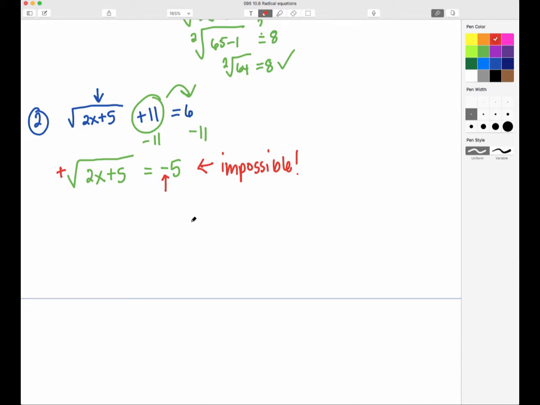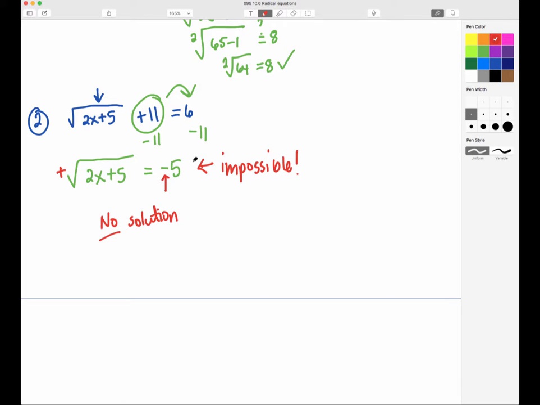So that negative 5, that's the clincher. It says this does not make sense. So there is actually no solution to this problem. This is one way that you can get no solution to solving a radical equation. There is another way, which we'll see later on probably.